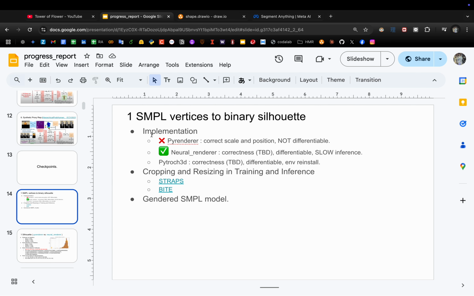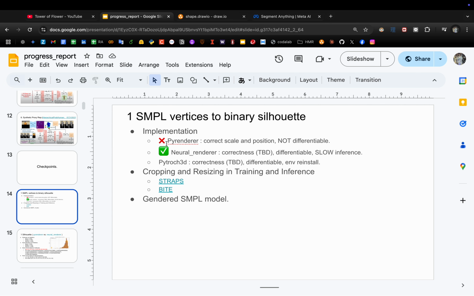The goal is to verify whether the process of transforming SMPL vertices to a binary silhouette is correct. We have SMPL vertices, given by the SMPL model with certain input SMPL parameters. After we get these vertices, we would like to predict the silhouette on the original images. There are three off-the-shelf libraries we can use. First is PyRenderer, the second one is Neural Renderer, and the third one is PyTorch 3D.